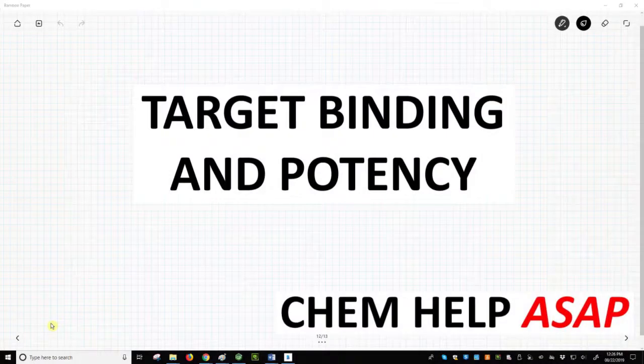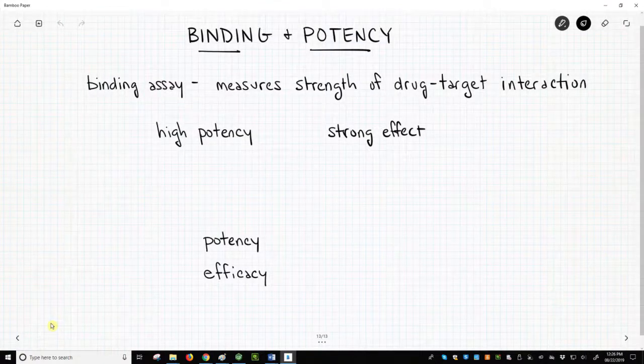Molecular biologists not only identify proteins that may serve as drug targets, molecular biologists also develop tests that determine how well a molecule binds to a protein. These tests are called binding assays. Binding assays measure the strength of the interaction between a protein and the drug candidate. This is also called the potency of a drug.